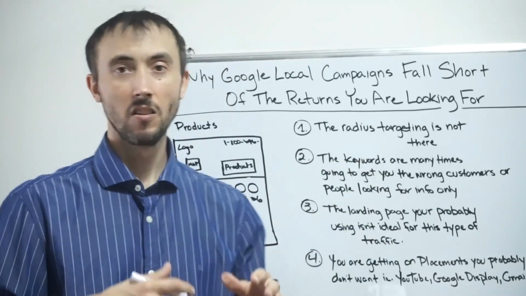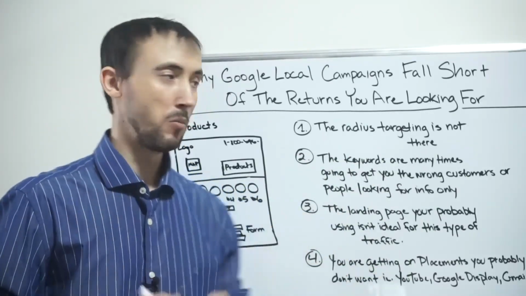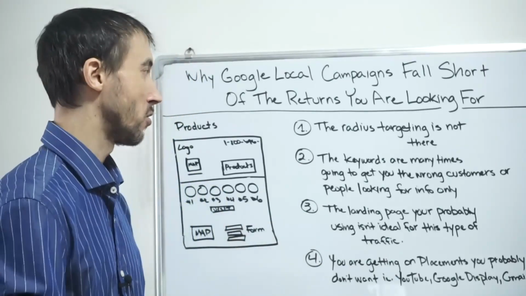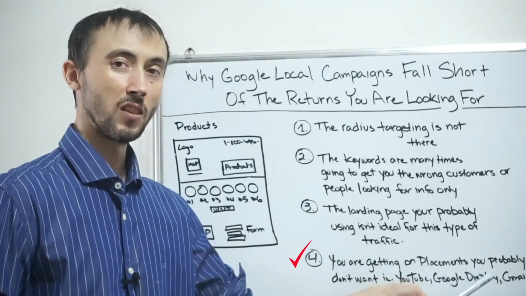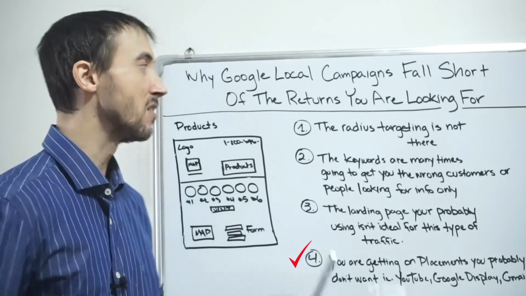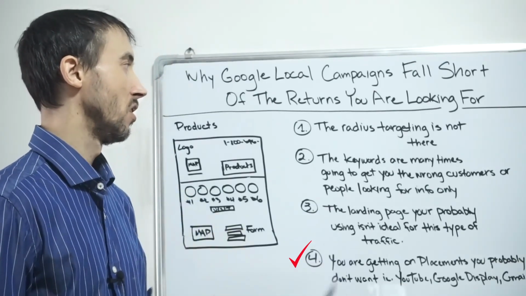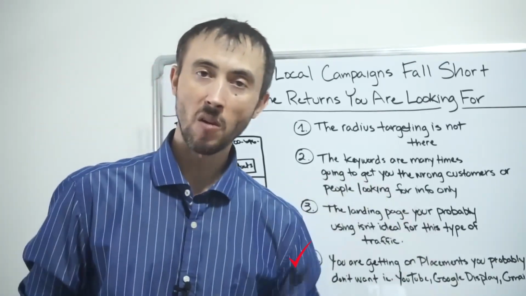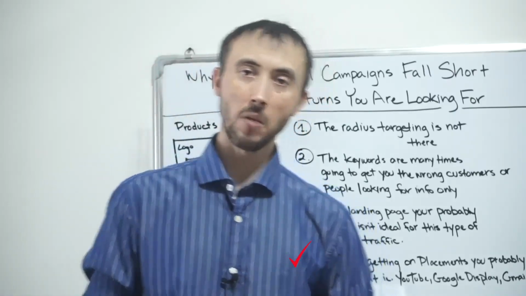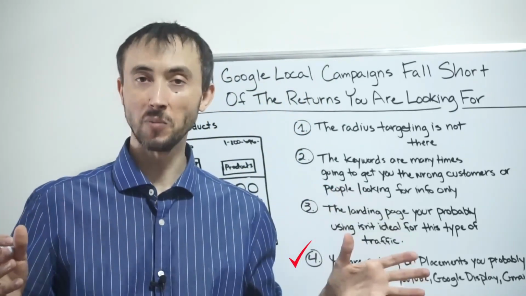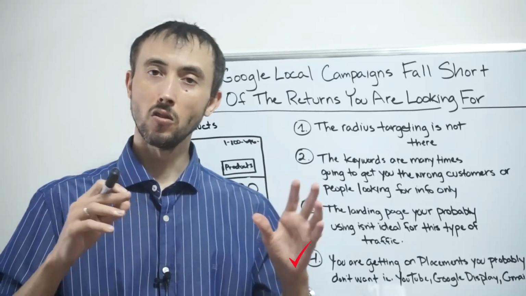But if you're like that normal ice cream shop where Google kind of knows how to run your ads already, getting your ads running on these other placements other than google.com is probably the biggest issue. So anyway, I'll wrap it up with that. Google local campaigns, not to say it's impossible to get those working.